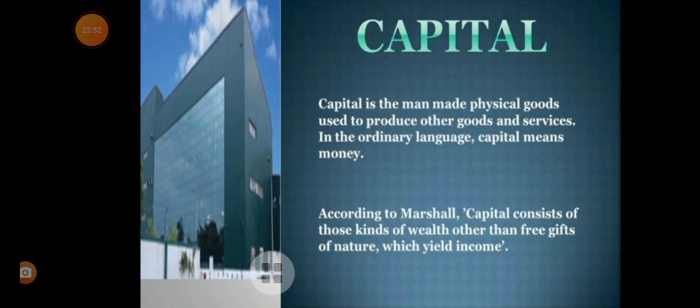So capital means it is a kind of wealth invested, and it is not a free gift of nature. Okay, so any free gift of nature cannot be an investment. Okay, it is a capital that consists of wealth. Okay, something which has money value.